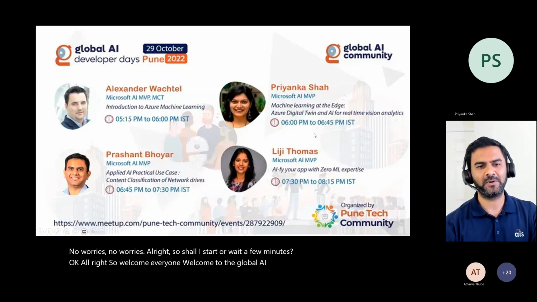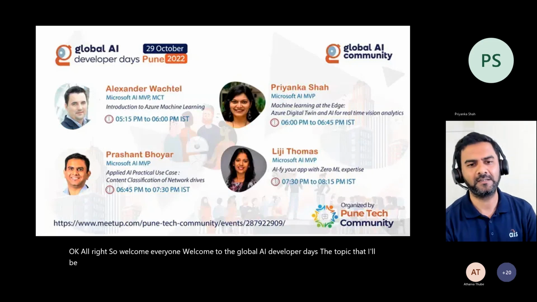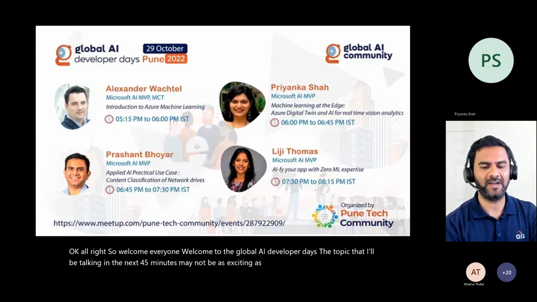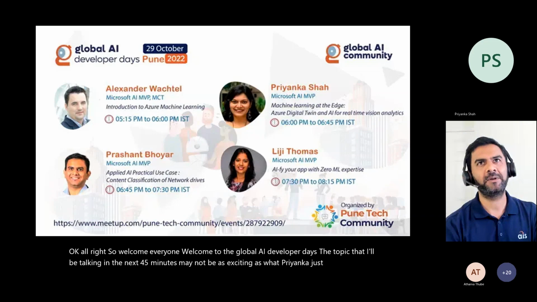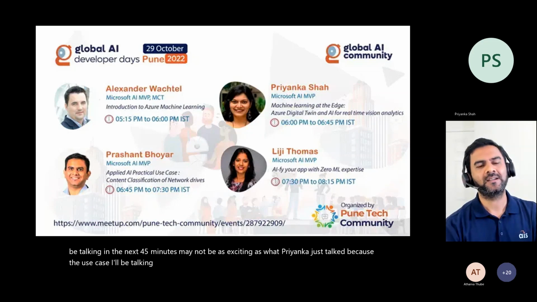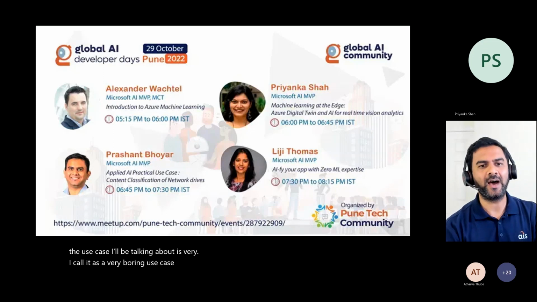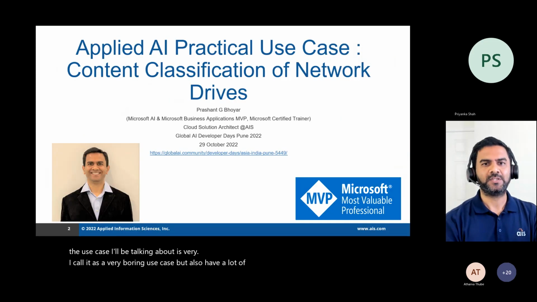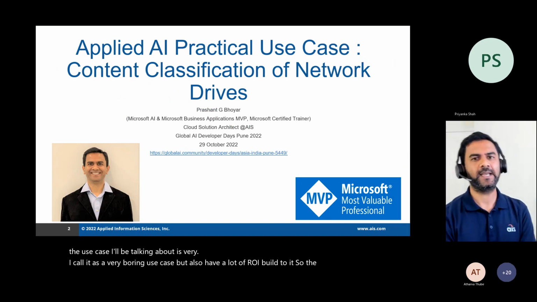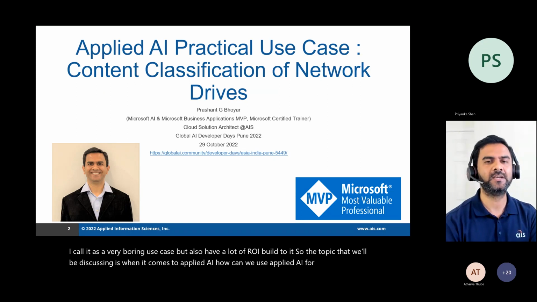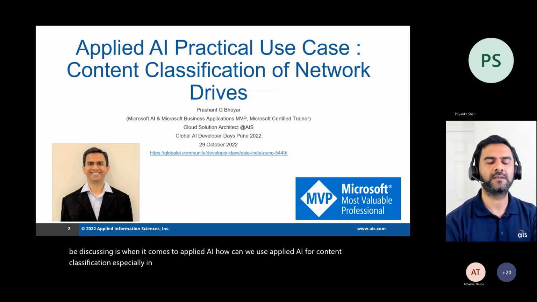The topic that I will be talking about in the next 45 minutes may not be as exciting as what Priyanka just talked about, because the use case I'll be talking about is, I call it, a very boring use case, but it also has a lot of ROI built into it. The topic we'll be discussing is, when it comes to applied AI, how can we use applied AI for content classification, especially in the context of big content migration projects.